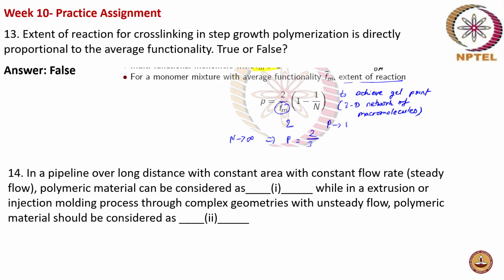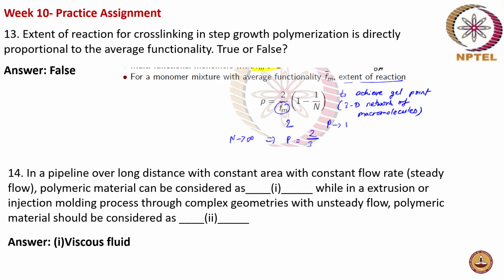For a long distance pipeline, where the diameter of the pipe and the area of cross section are constant and the flow rate is also constant, there is a steady state flow. That means the polymeric material can be considered as a viscous fluid. Only the viscous fluid behavior needs to be considered, since there is a constant area and a steady state flow.